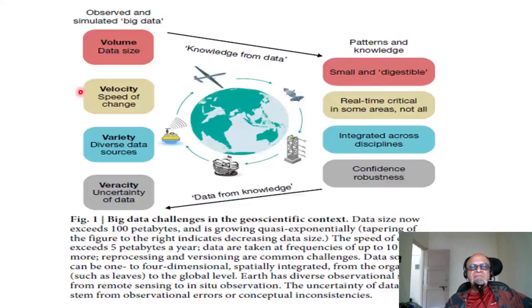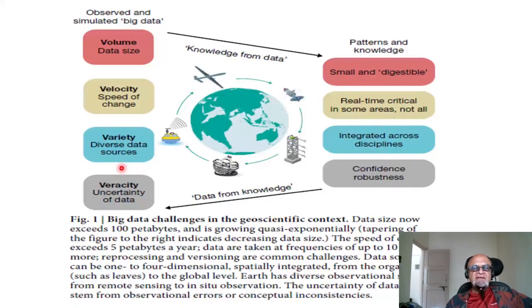Let's just look at what is meant here. So we have observed and simulated big data. Volume: data size, petabytes, growing quasi-exponentially. Velocity: the speed of change of the data platforms themselves, and the phenomena being observed. We never observed leaf scale area, leaf area index, chlorophyll, and various other things that can be combined to do amazing things. So things are changing at a very rapid speed.